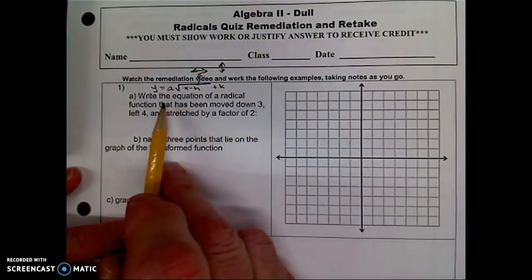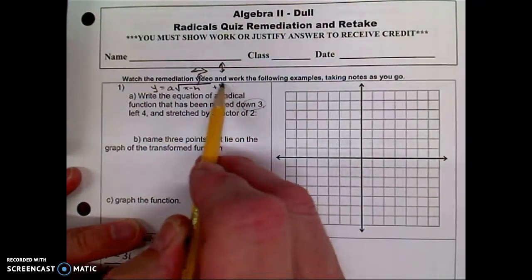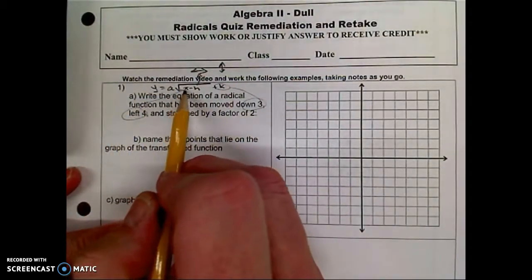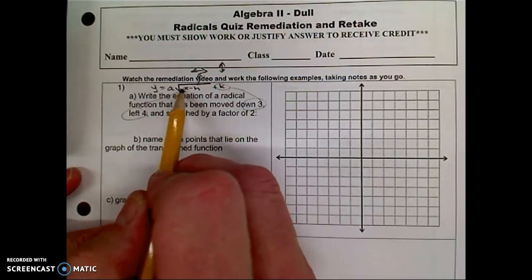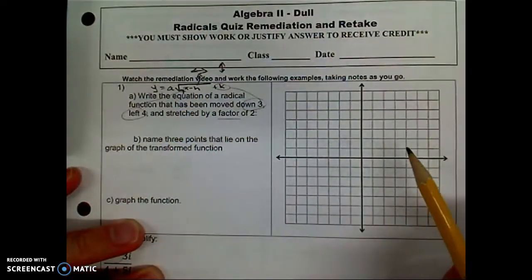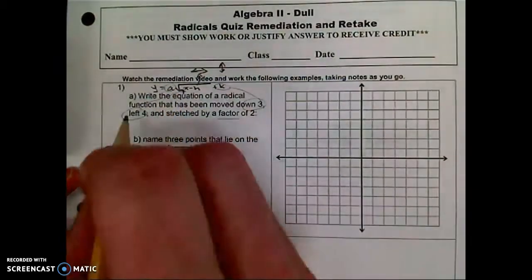And so if we're asked to write the equation of a radical function that has moved down 3, we know that's going to be our k value, left by 4, so we're going to subtract negative 4, and then stretched by a factor of 2, which is going to double our output. That's your a value. So let's see what happens.